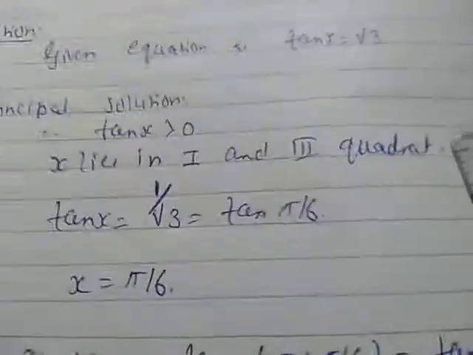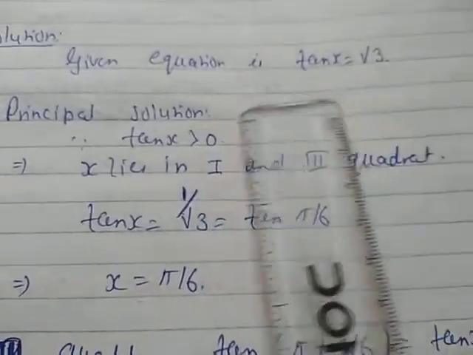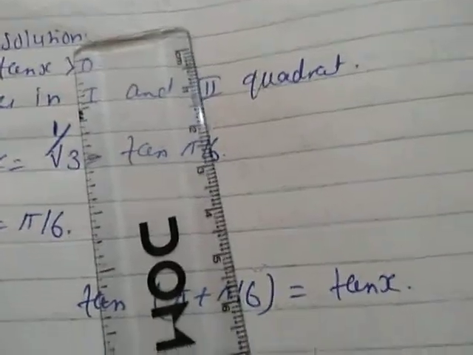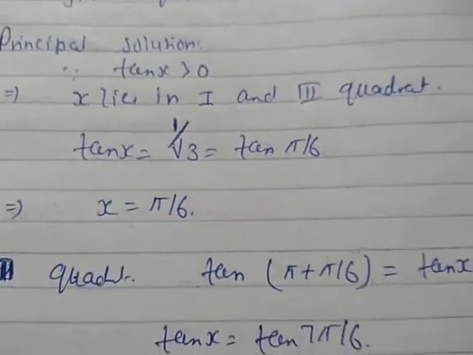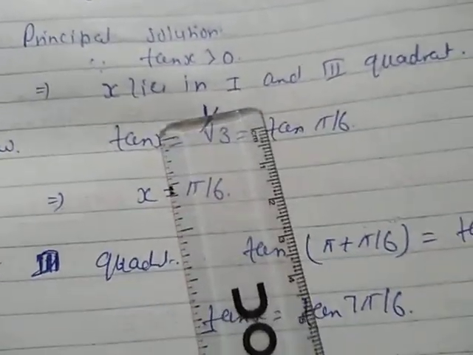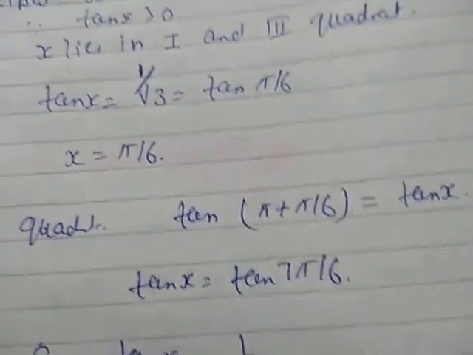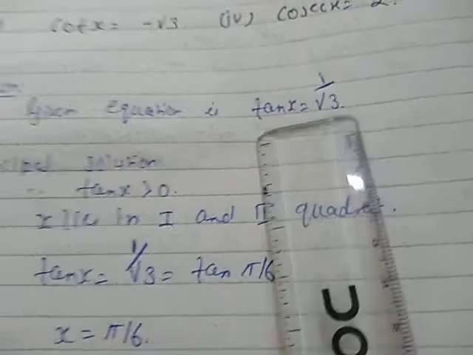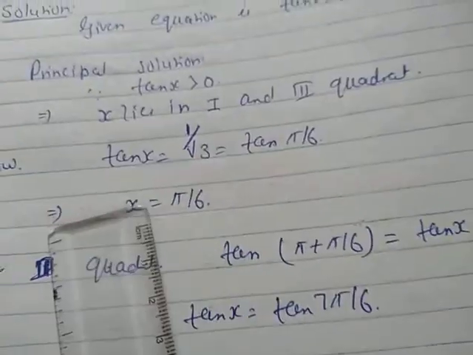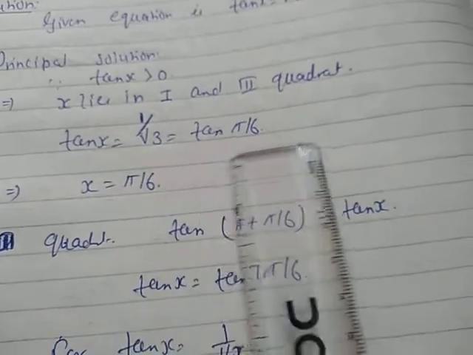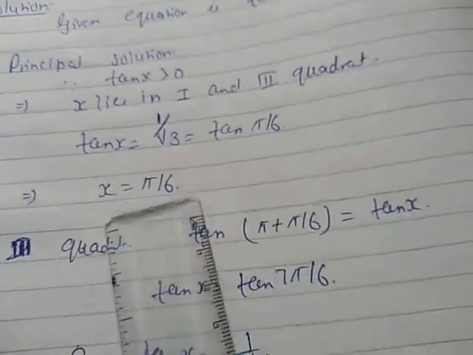Now, first, the given equation is tan x is equal to 1 by root 3. Now, principal solution. Tan x is greater than 0, because it is 1 by root 3, a positive value. Therefore, x lies in the first and third quadrants, because here tan is positive. So, tan x is equal to 1 by root 3. In the first quadrant, that means it is tan pi by 6, so x implies pi by 6.